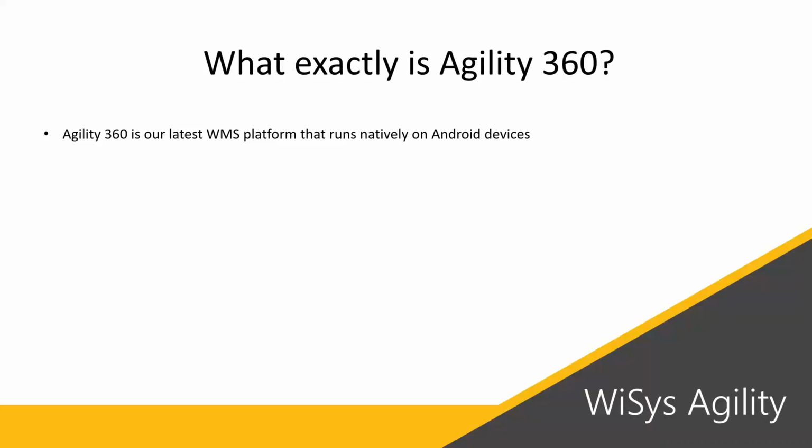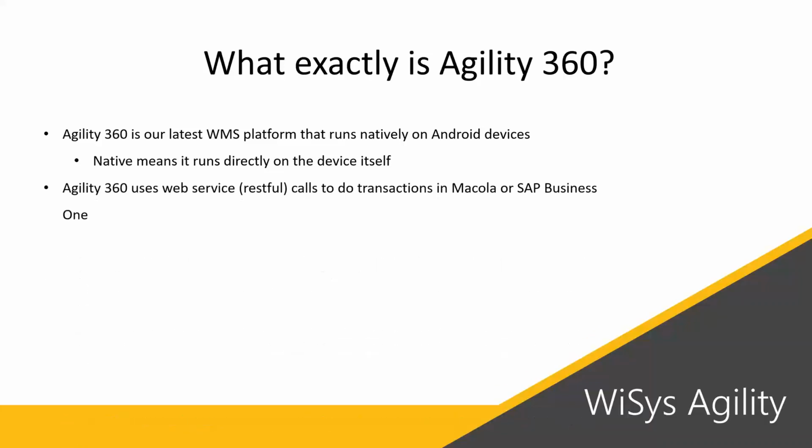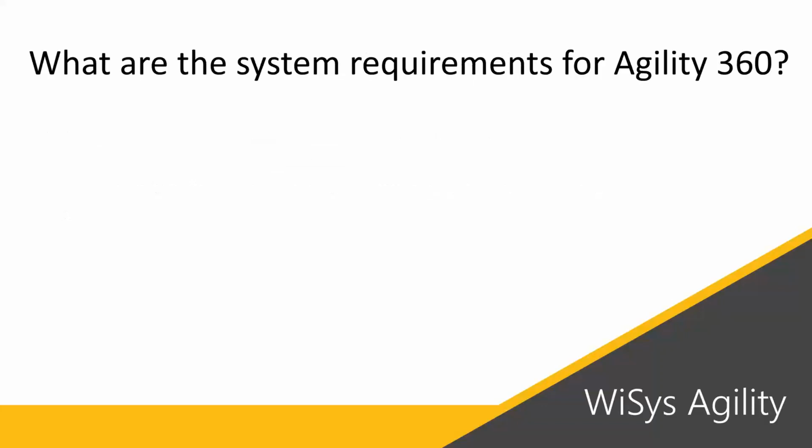And it is our latest WMS platform, and it runs natively on Android devices. So what does native mean? Native means it runs directly on the device itself. It's not a client-server application. It's not using a remote desktop connection. It is software that is loaded on the Android device itself, and then it uses web service calls to do transactions in Macola or SAP Business One. So that is what Agility 360 is.